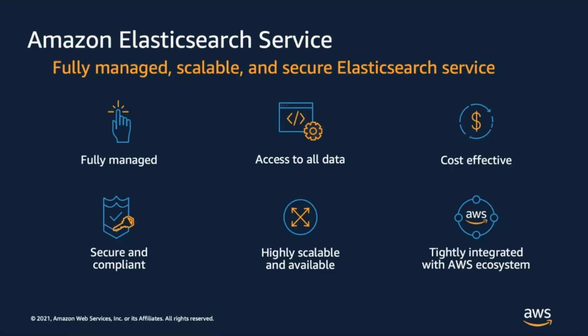We have a number of security features that enable you to authenticate and do access control to a fine-grained access control level, down to the field level with that access control. The service itself is highly scalable and highly available. We have features that enable you to build more available domains, and we have APIs that enable you to scale up, scale down at will. And we have some integrations with the AWS ecosystem that make it easier to get data from your sources into Amazon Elasticsearch Service.